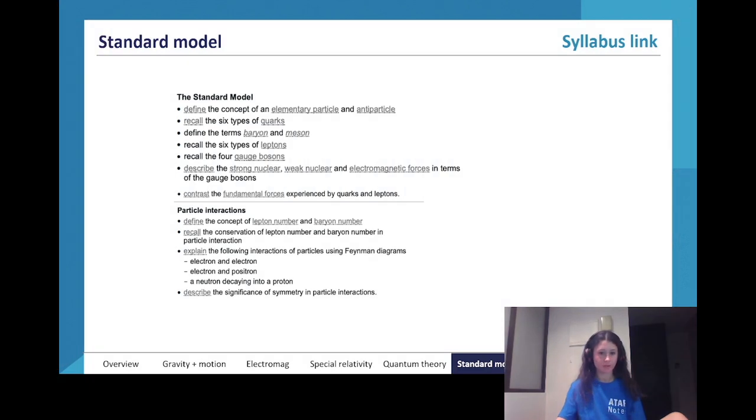To understand the standard model, we need to define the concept of elementary particles and antiparticles. We're going to go over a lot of different types of particles and forces, and then go over the interactions between these particles.